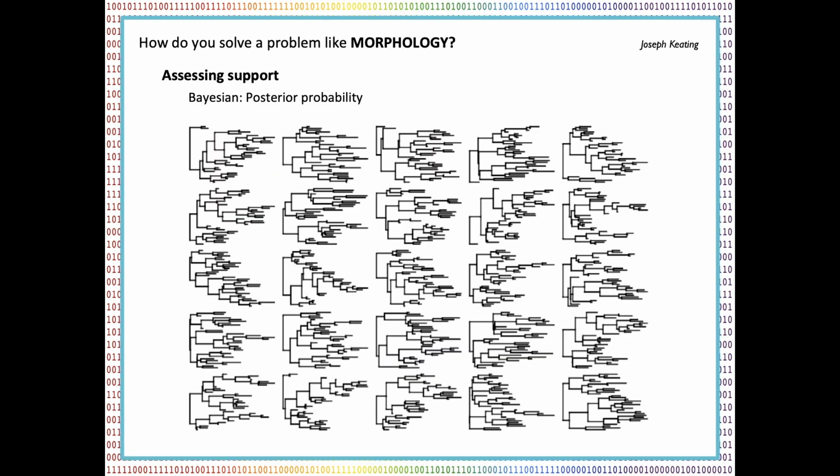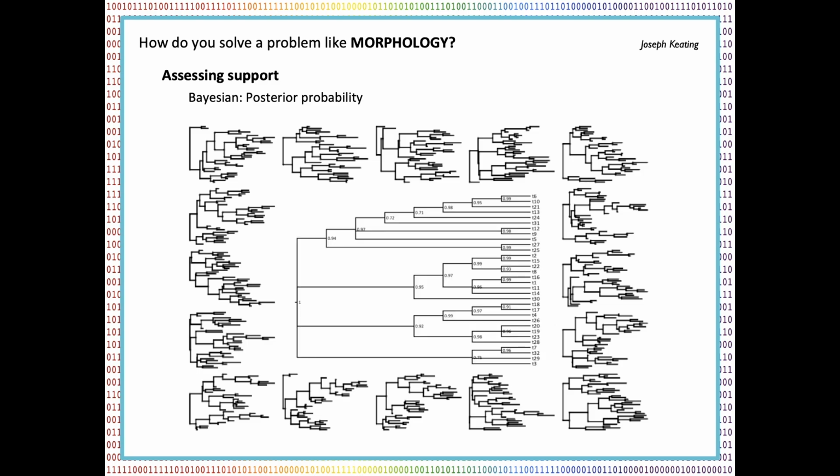One of the benefits of Bayesian MCMC sampling is that it provides an intuitive way of assessing topological support. We typically summarize Bayesian posterior trees using a majority rule consensus. Because trees are sampled in proportion to their posterior probability during MCMC, the frequency at which a bipartition occurs in the posterior trees is proportional to its posterior probability.